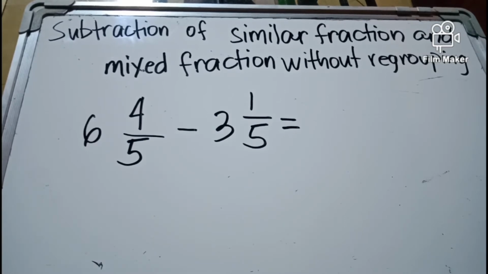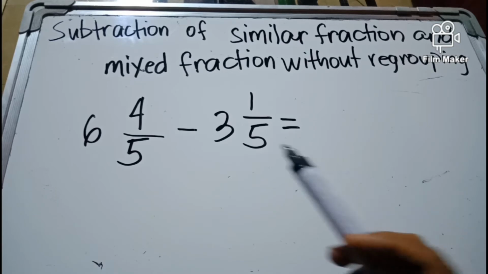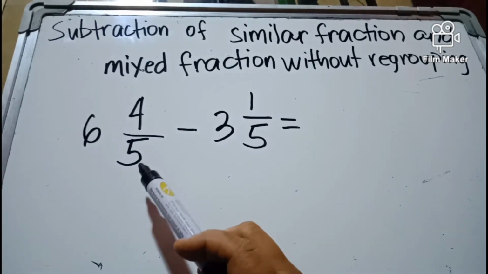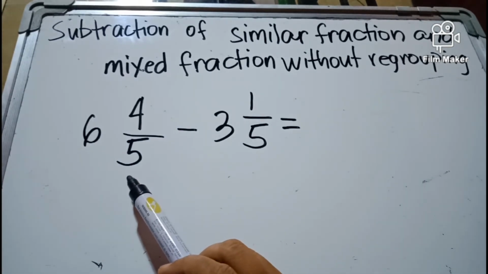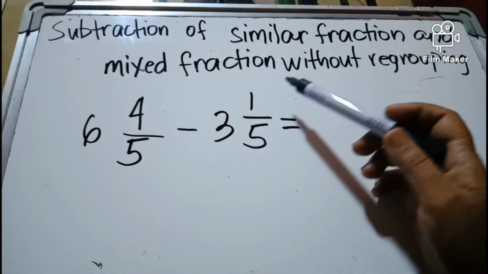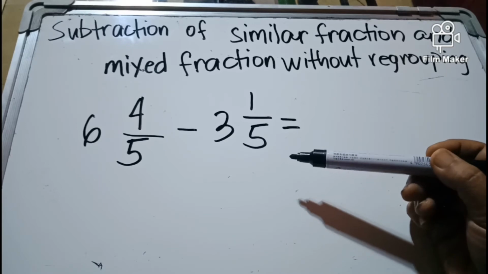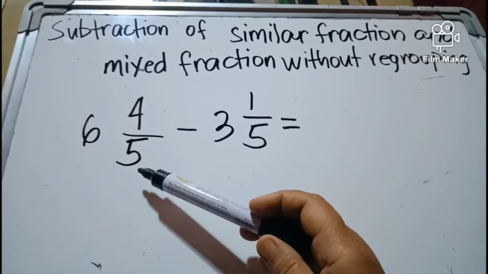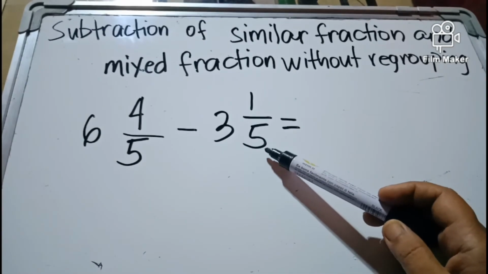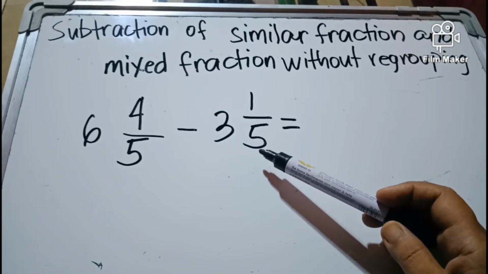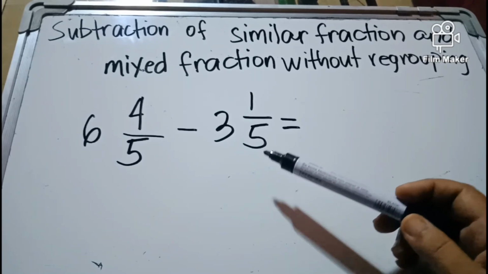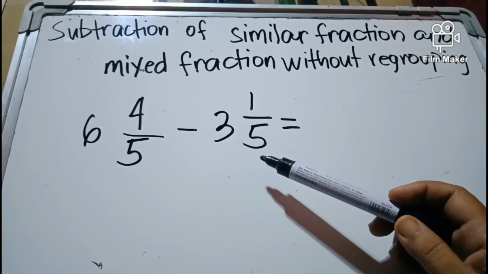Another example of subtraction of similar fraction and mixed fraction is 6 and 4/5, a mixed fraction, minus 3 and 1/5, another mixed fraction. So, since napapansin natin na yung ating fraction ay magkapareho ang denominator, so it is called similar fractions. Kapag ganito yung fractions, pwede nating makapag-subtract ng diretso.